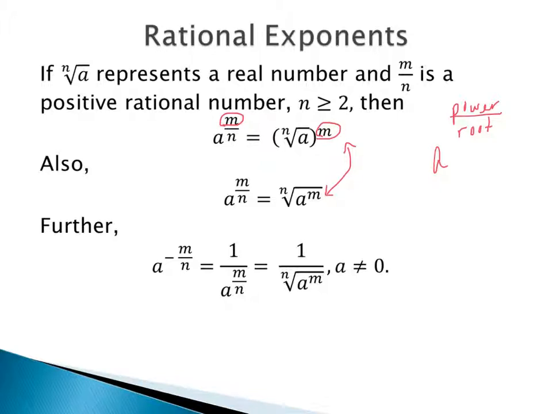Same thing with your negative exponent. If I have a to the negative m over n, you're going to have 1 over a to the m over n, which again would just be 1 over the nth root of a to the m. So again, lots of letters, but you want to think of it as a to the power over root, or whatever your value is.